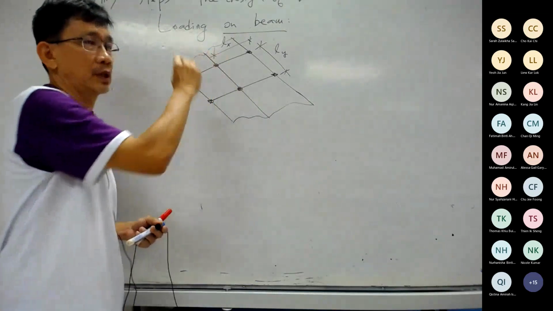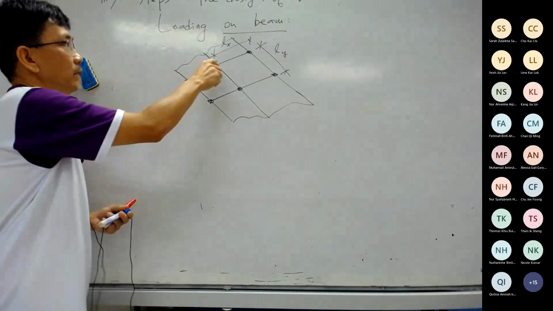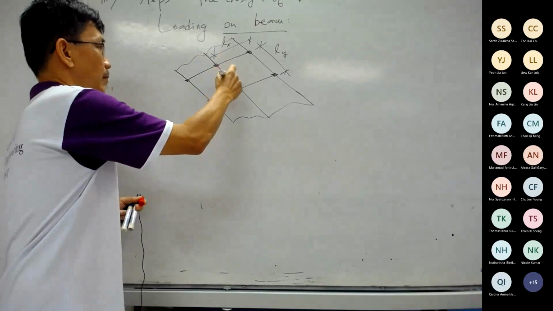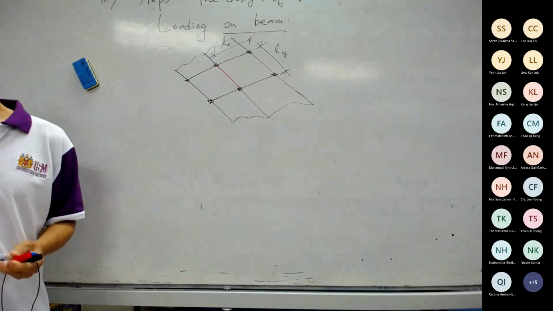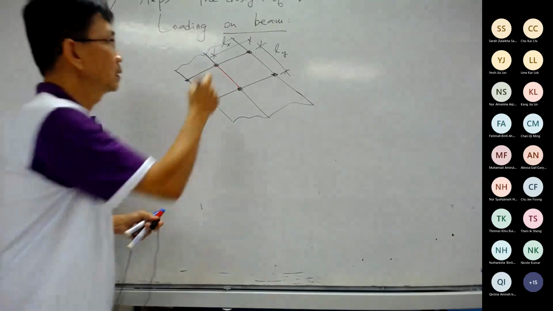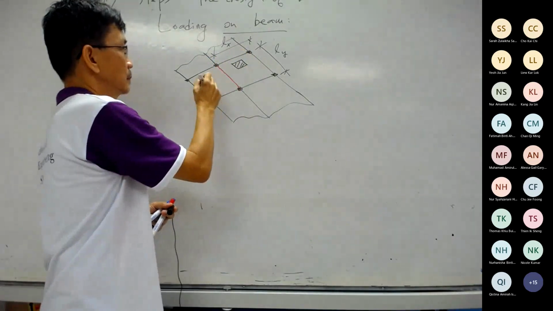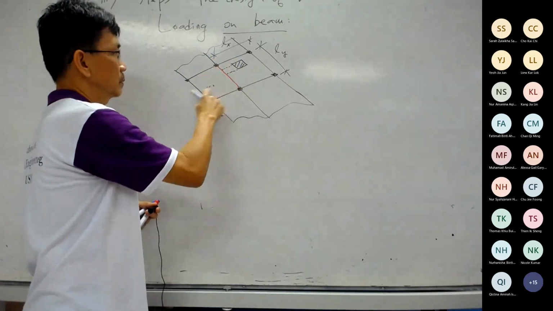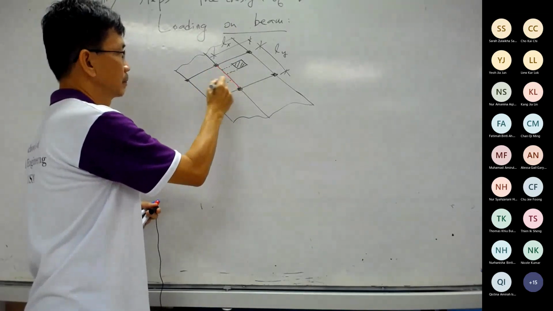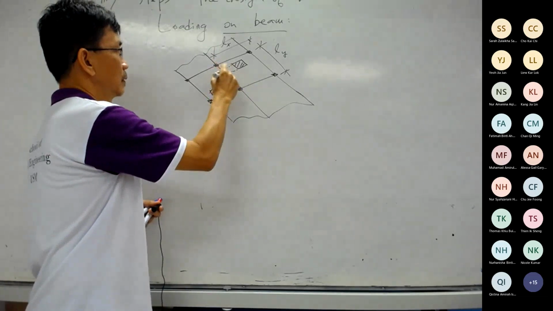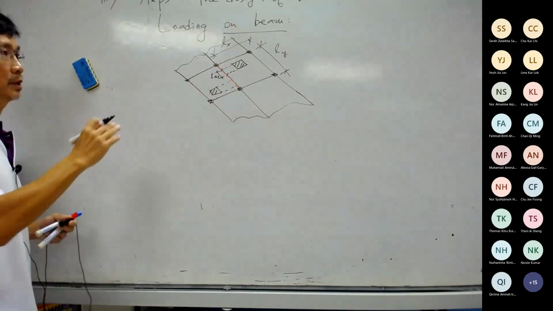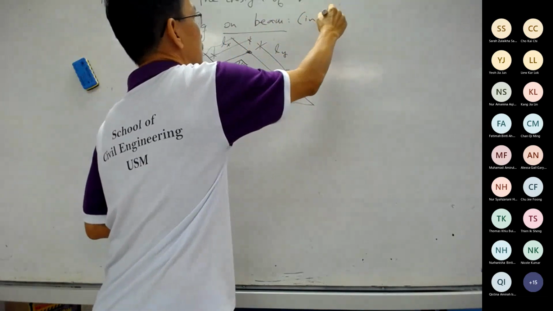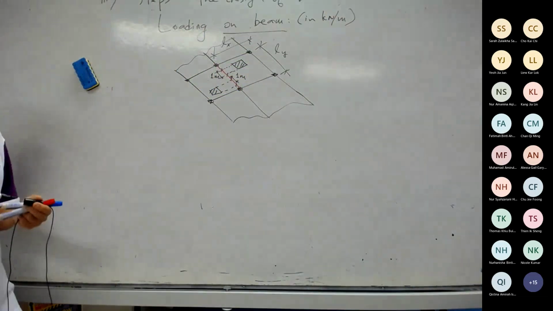Now, we are asked to design this particular beam, for example, this particular span of the continuous beam. Let me highlight this one. The loading that we have is loading from the slab. This loading from the slab must be converted to per meter run on the beam, because the loading on the beam is always in kilonewton per meter. This is from the slab first.